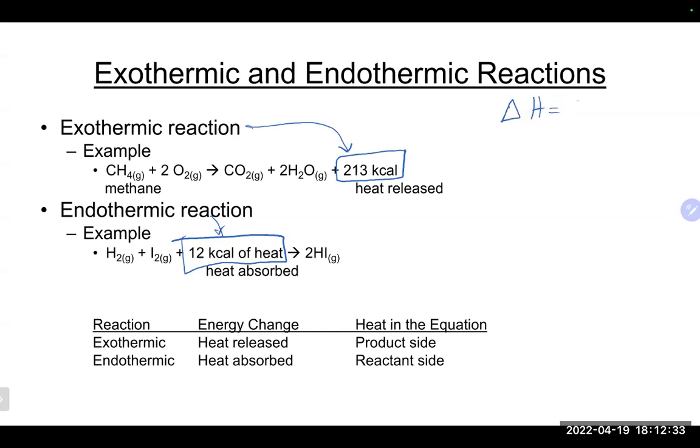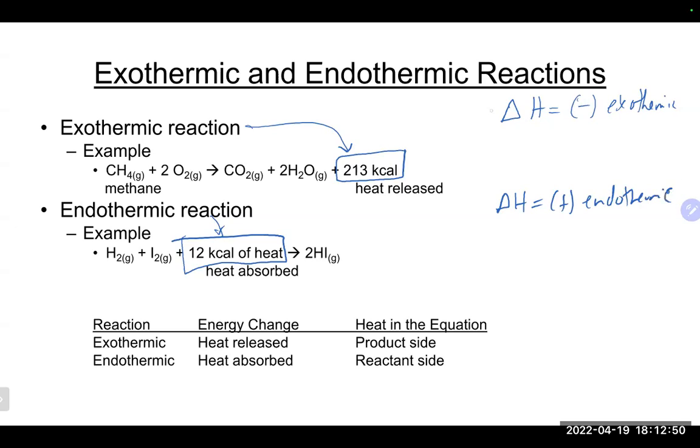So there are really a few different ways that we can do that, and delta H is the most common way, as we just talked about. If that value is negative, it's going to be exothermic. It doesn't really matter the actual number, just the actual sign is important here. And if our delta H is positive, it will be an endothermic reaction.